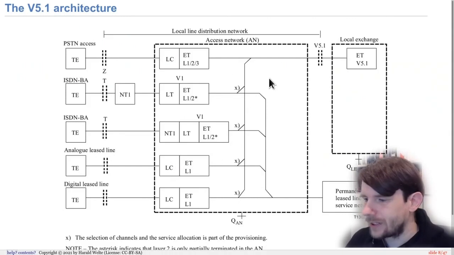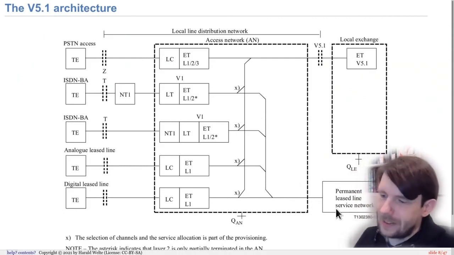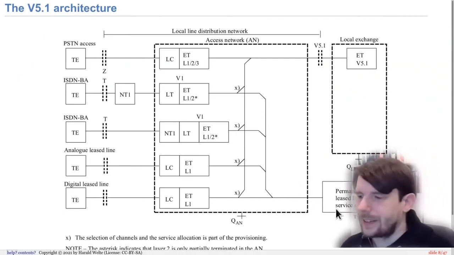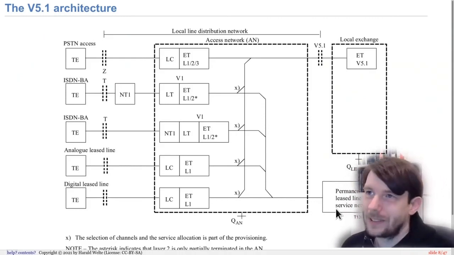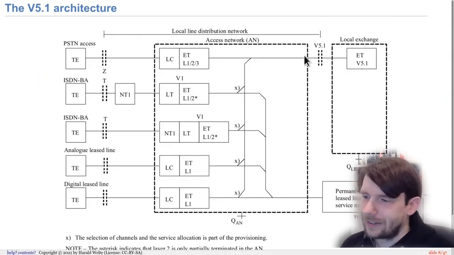And we have two connections towards the back. On the one hand, there's a possibility to connect to a permanent leased line service network, which is not very exciting from the protocol point of view, because there is nothing really happening. It's a static configuration. But here on this interface, that's the V5 interface going to the local exchange. And this is the interface that I'm interested in.